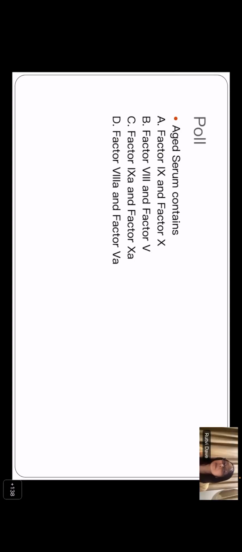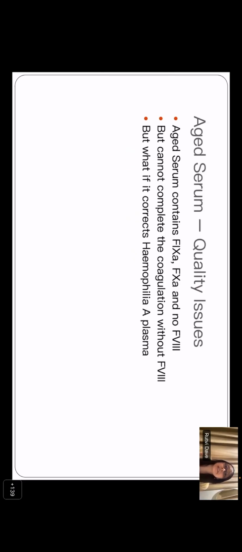So how is the serum prepared? As we already discussed, you have allowed the blood to clot. So when the clotting process is already initiated, you have 9A and 10A. You have activated factors 9 and 10. Clear?